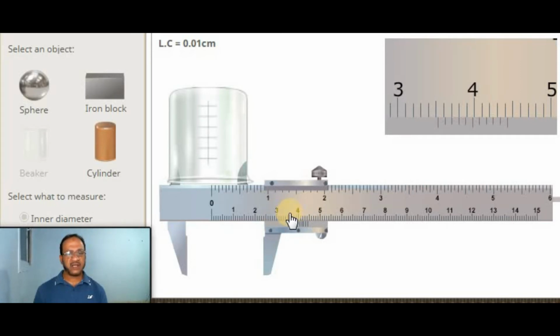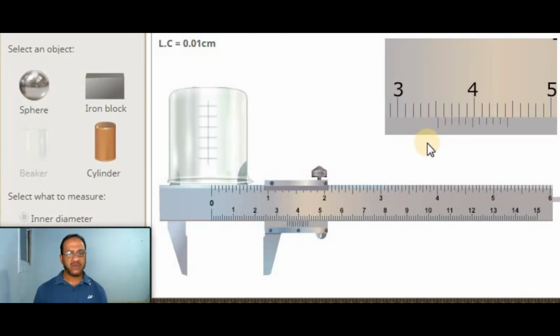Main scale reading we can take from here. See here on the vernier, the first division of vernier is coming in straight with which division of the main scale. That is the main scale reading. And we can see from this enlarged view. See here, this is the first division of the vernier, and this is the reading. It means it is 3, 3.1, 3.2, 3.3, 3.4, 3.5. This is 3.5. So all of you write down 3.5 centimeter is the main scale reading.